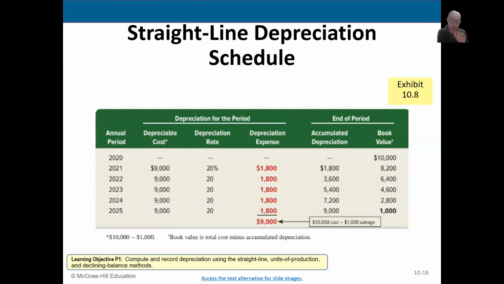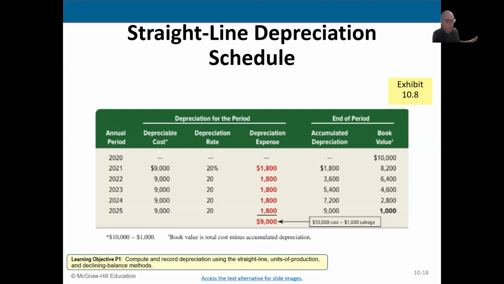So, depreciation expense is $1,800 each year. We draw it down to 9,000 because 10,000 minus 1,000 salvage value equals 9,000. See? And so this is what it looks like every year. We depreciate it by the same amount, 1,800. That's straight line.